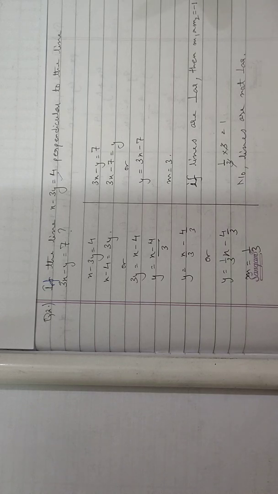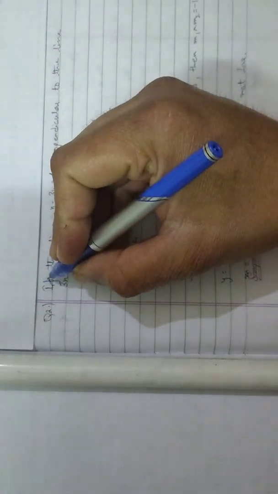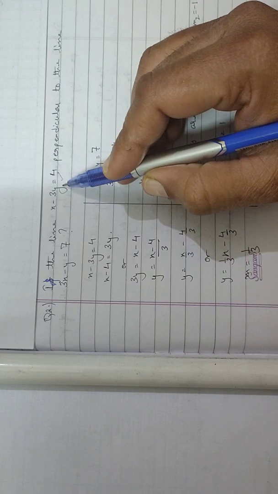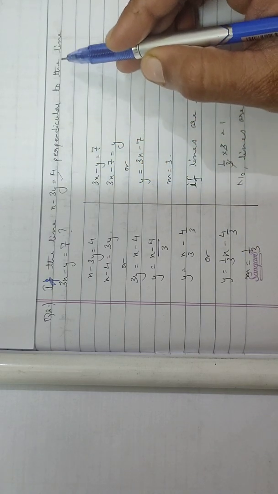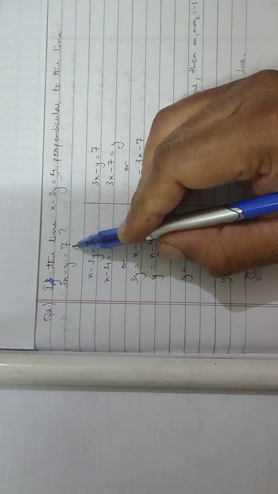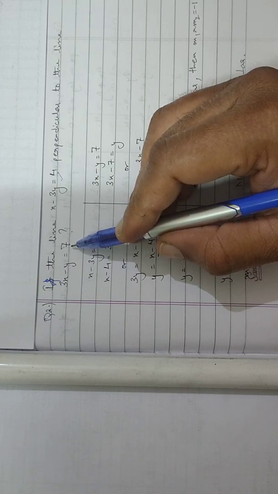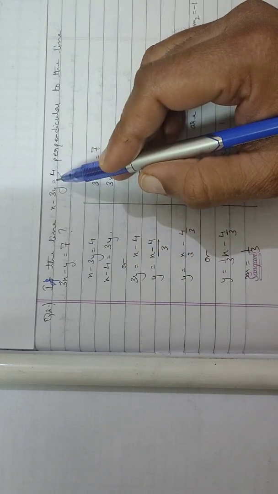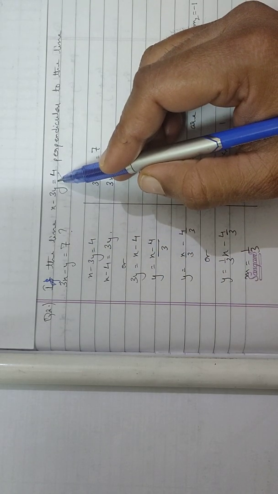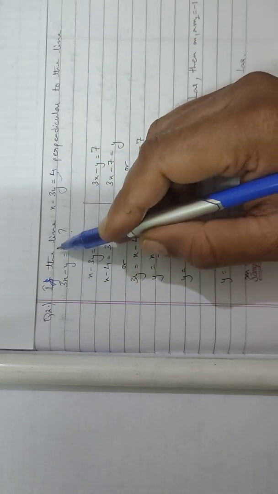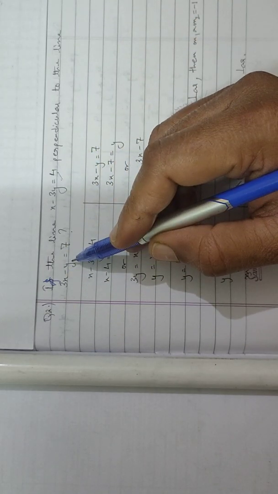One more question related to the same topic, equation of a straight line. It says, is the line x minus 3y is equal to 4 perpendicular to the line 3x minus y is equal to 7? That means they are asking us to prove whether the line represented by this equation is perpendicular to the other line represented by the second equation.